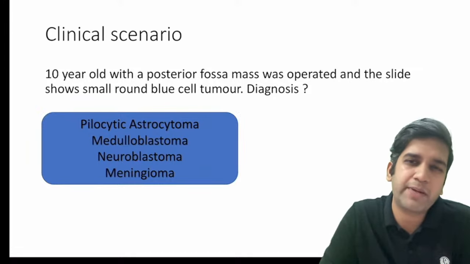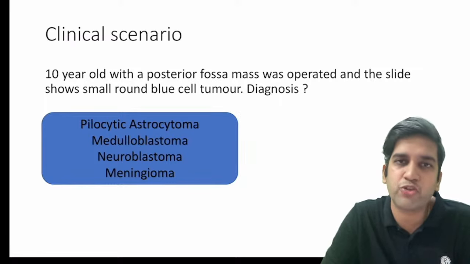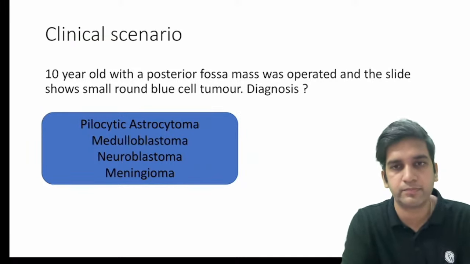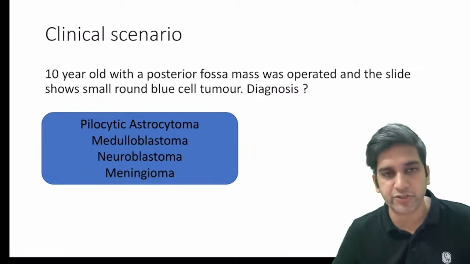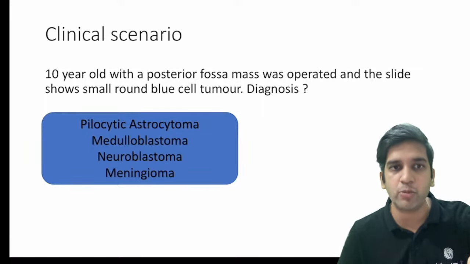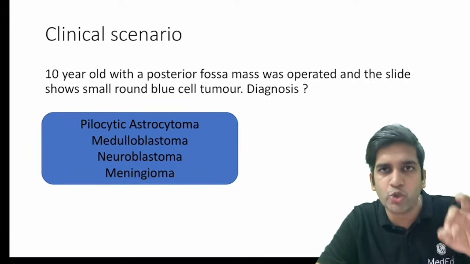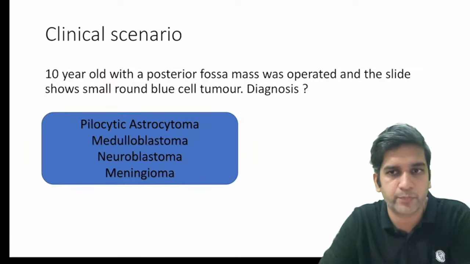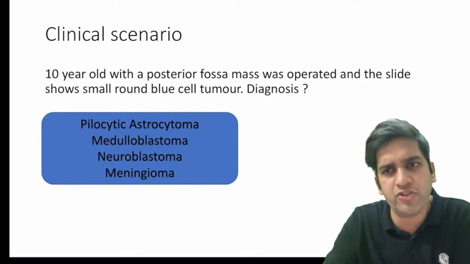Tell me the most appropriate answer here. 10-year-old, posterior fossa mass operated, and slide shows small round blue cell tumor. This is the application of the pattern, right? It's medulloblastoma because posterior fossa, child, medulloblastoma. Can I say there's one more tumor which also involves a child and also involves the posterior fossa? What's the other tumor which can involve the posterior fossa and can be seen in children?